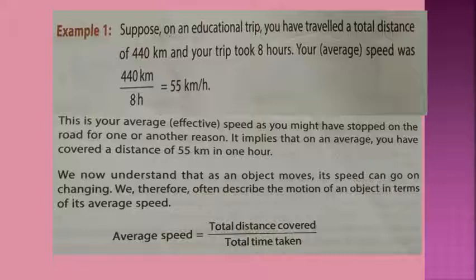Now we understand that when an object moves, its speed can go on changing, and we therefore often describe the motion of an object in terms of its average speed. So what is the average speed? Total distance covered divided by the total time taken, because in the middle of our journey we may stop for some reason. So if we want to calculate the speed, we have to take the total distance covered divided by the total time taken.